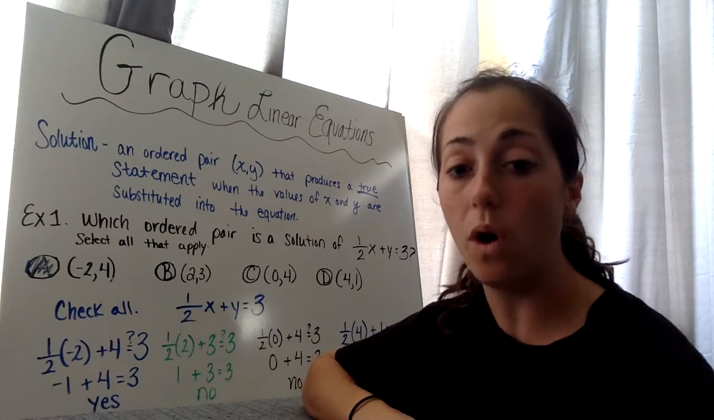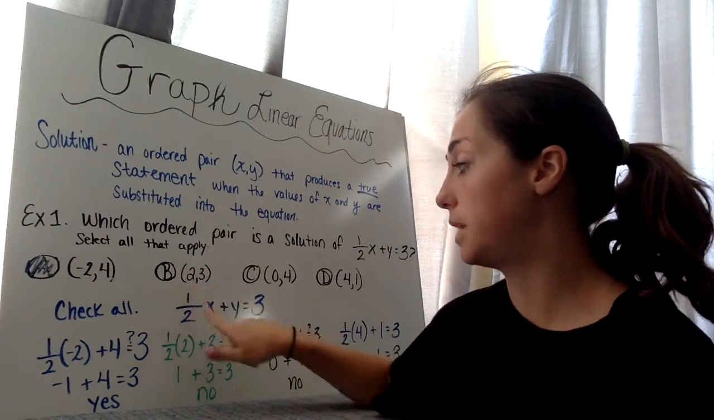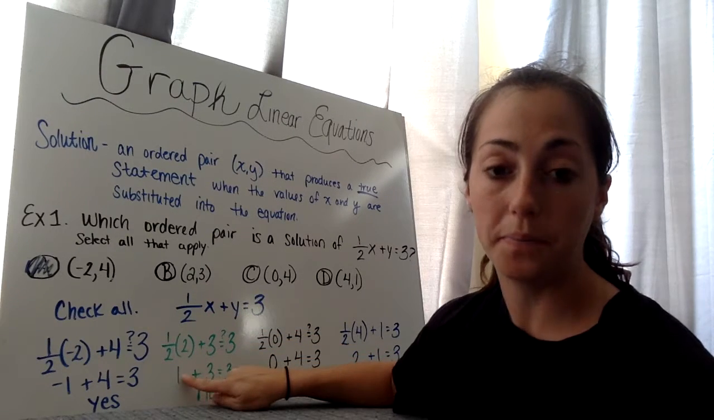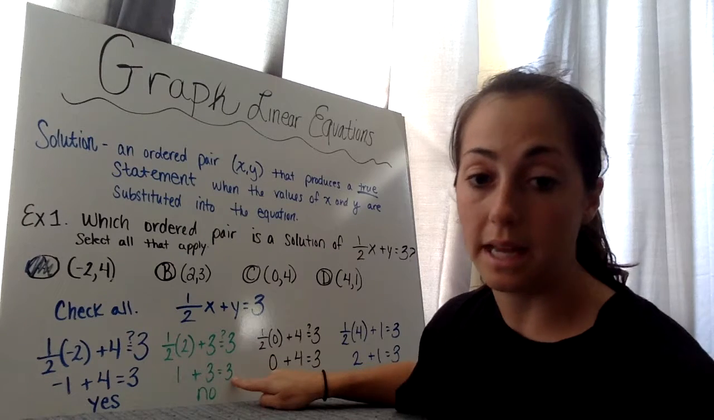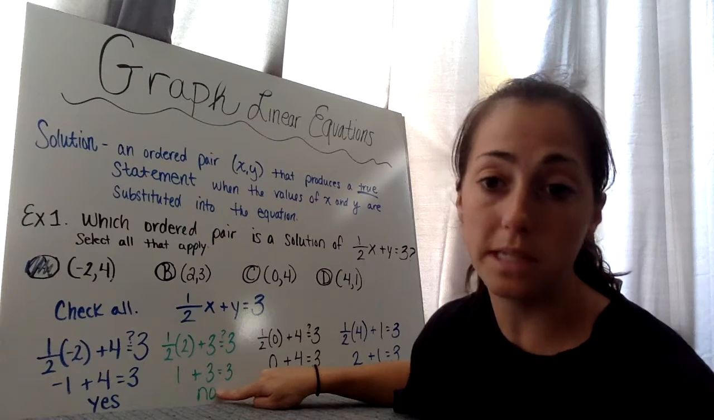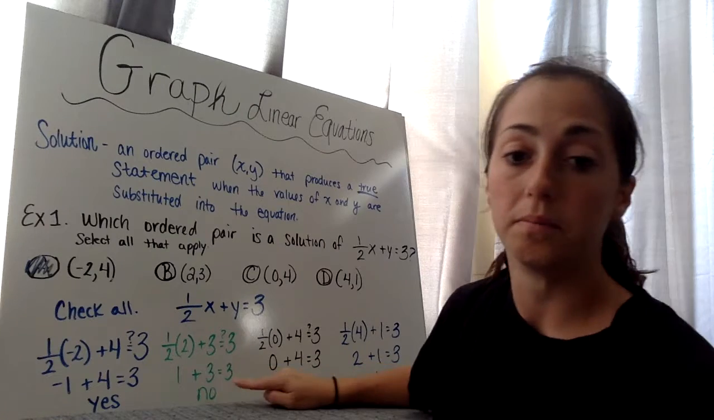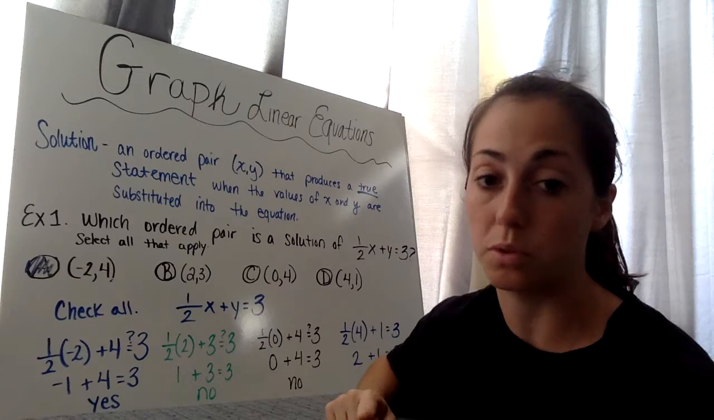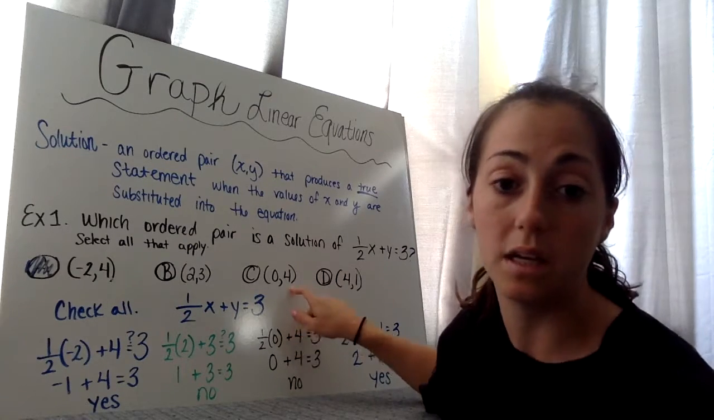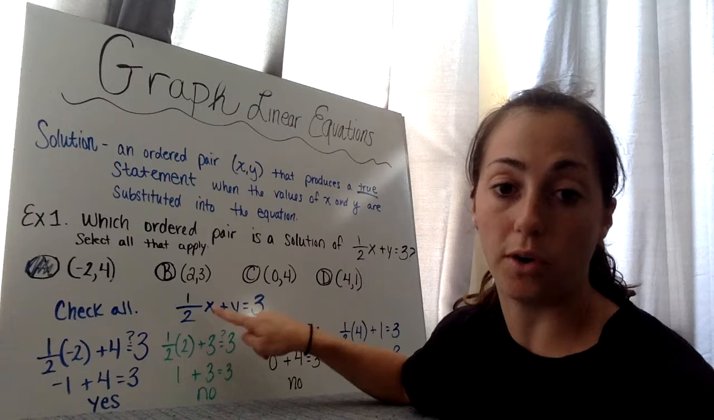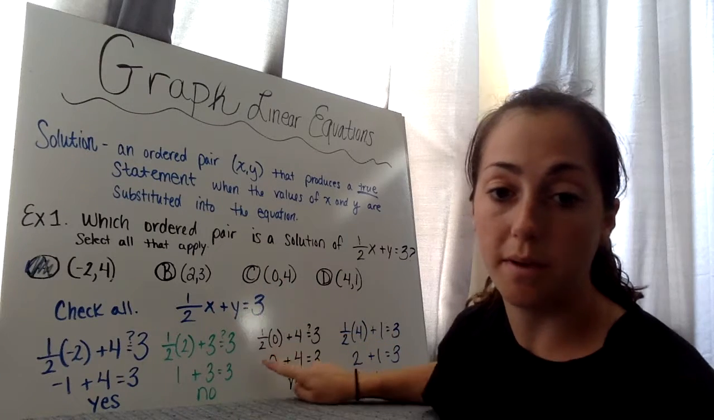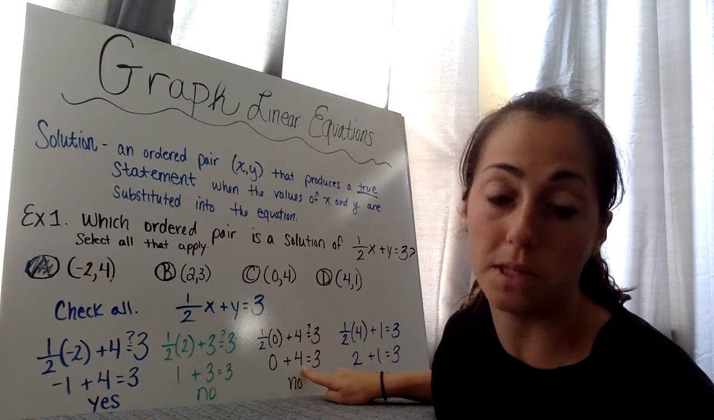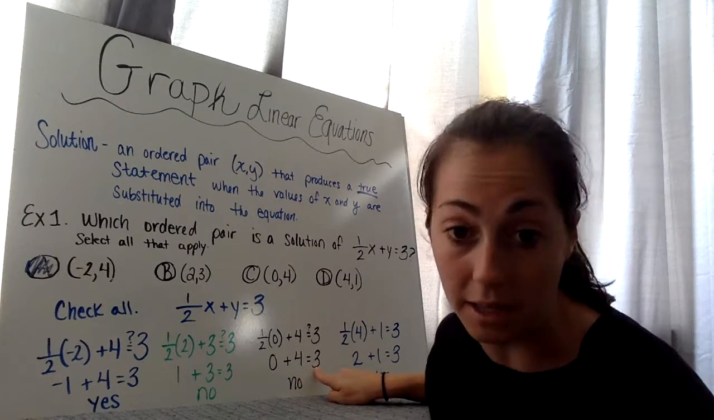Now we have to check them all. So I'm checking the next one. I'm plugging in 2 for x and 3 for y. Half of 2 is 1 plus 3. Does that equal 3? No, 1 plus 3 does not equal 3. It equals 4. So this is not an ordered pair that's on this line. It's not a solution. Letter C, 0, 4, I plug in 0 for x and 4 for y. So I have half of 0 plus 4. Does that equal 3? Well, half of 0 is 0. 0 plus 4 is 4, and that does not equal 3.